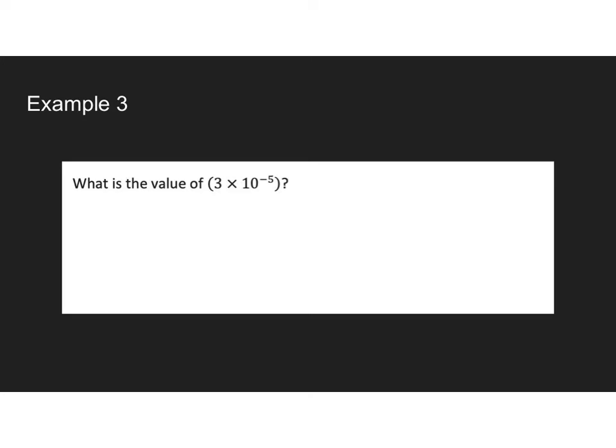All right, example number 3, what is the value of 3 times 10 to the negative fifth? So the first thing I want to do is turn this into a positive exponent. I do this by flipping it over. Right now it's 10 to the negative fifth over 1, and changes to 1 over 10 to the positive fifth. I just flipped it and changed my exponent to positive.